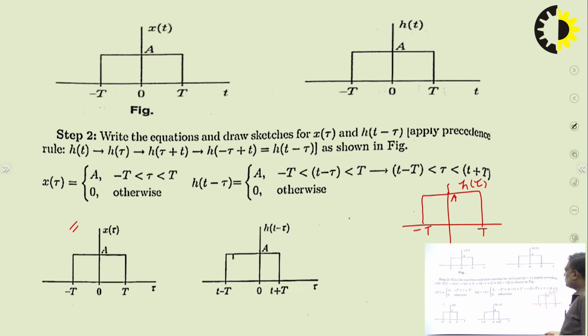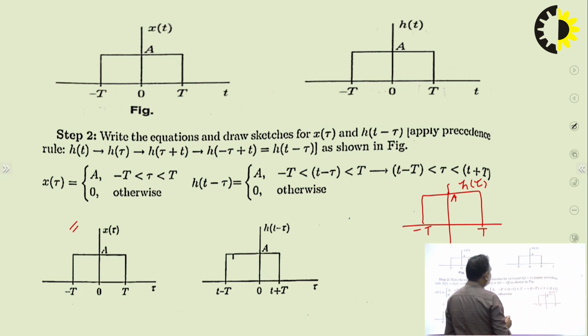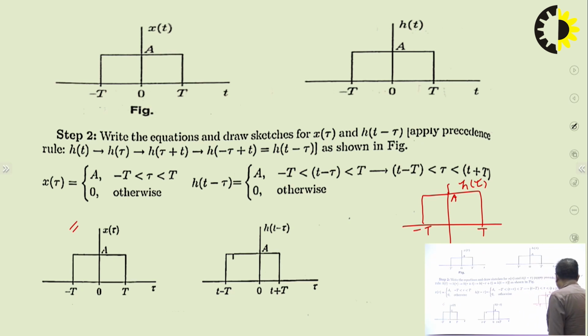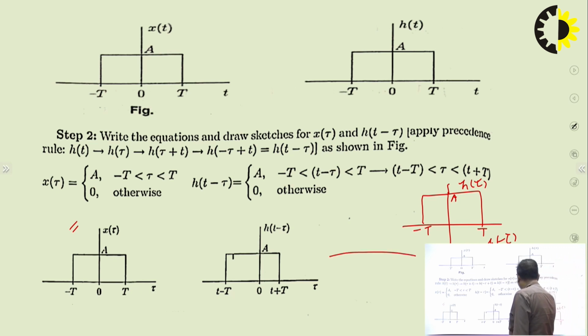We don't know the value of t from which we are shifting, so let us suppose we are moving. Now this is h of tau, and we want h of t minus tau. So what will we do? Again we will draw another signal, which is h of minus tau. You can see in this case h of tau and h of minus tau will be the same. So this is h of minus tau. Now we will draw h of t minus tau, and you can see this is the figure for h of t minus tau.